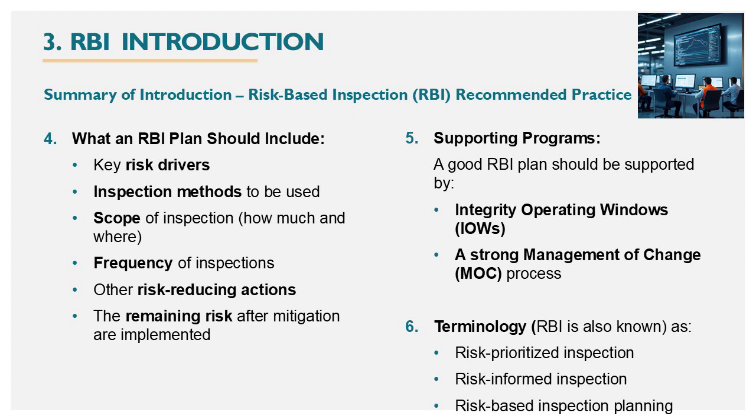Number 5 of RBI introduction is supporting programs. A good RBI plan should be supported by, the first is integrity operating windows or IOWs, and the second is a strong management of change or MOC process. Number 6 of RBI introduction is terminology. RBI is also known as risk prioritized inspection, risk-informed inspection, and also known as risk-based inspection planning.